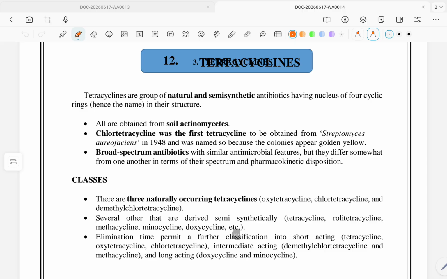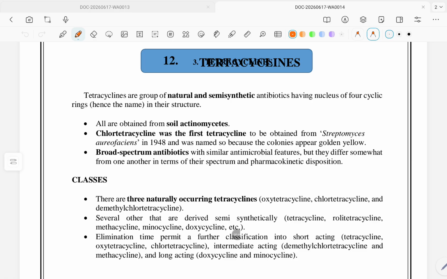Tetracyclines are a group of natural and semi-synthetic antibiotics having a nucleus of four cyclic rings, hence the name, in their structure. All are obtained from soil actinomycetes. Chlortetracycline was the first tetracycline to be obtained from Streptomyces aureofaciens in 1948 and was named so because the colony appears golden yellow.